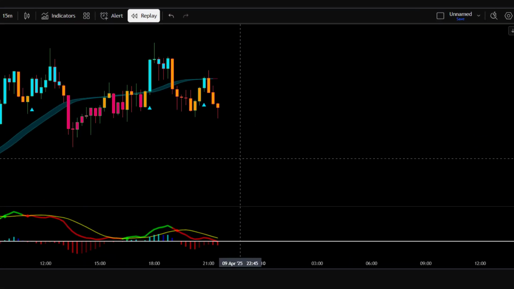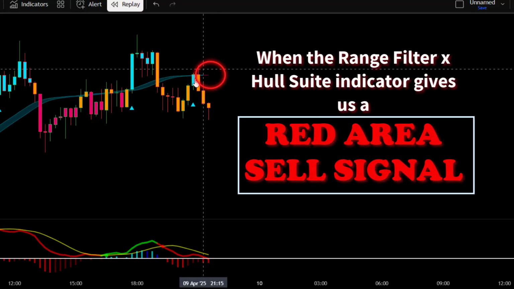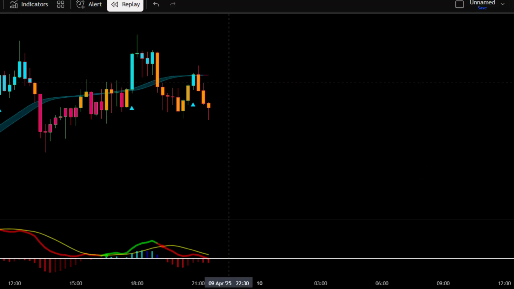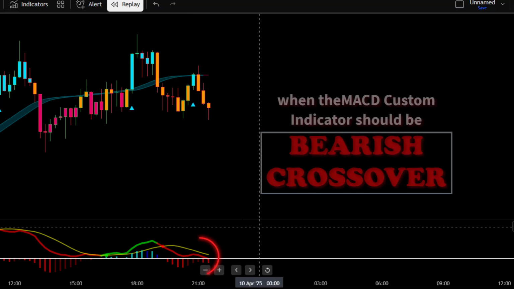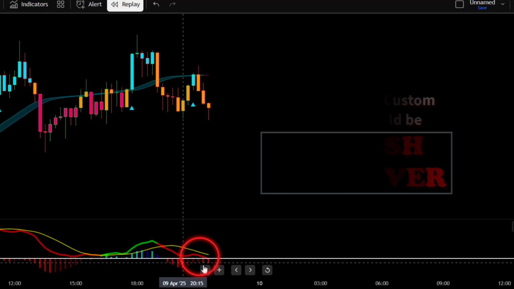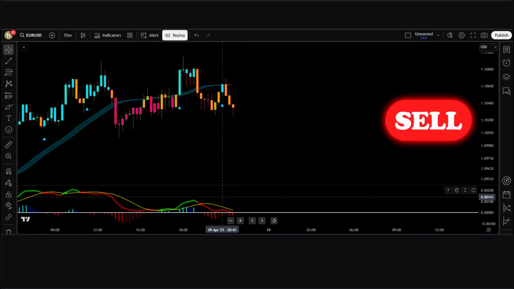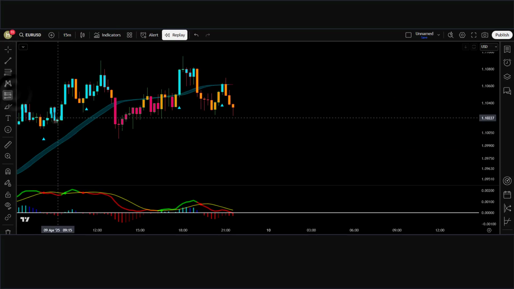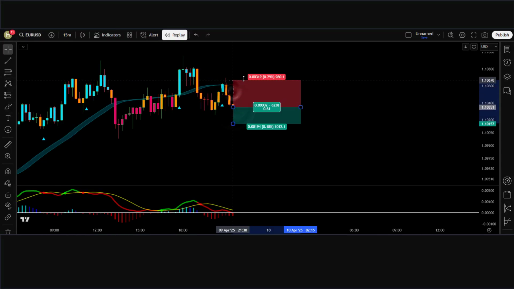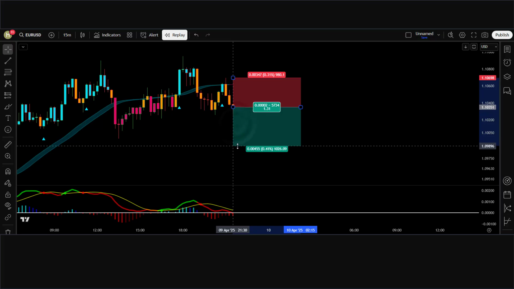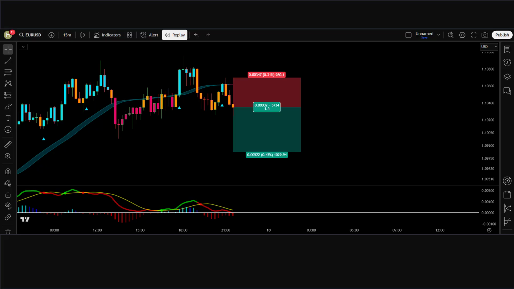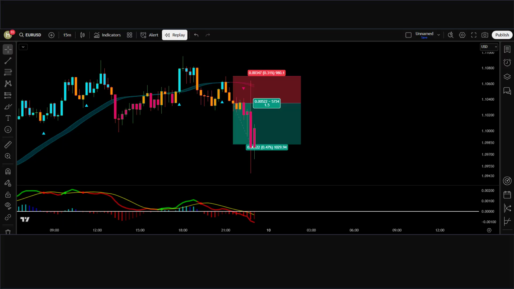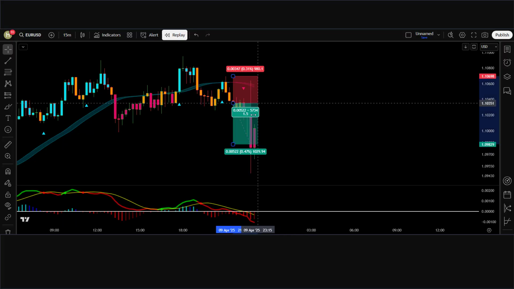Now, let's understand the concept where we will take buy and sell trades based on their conditions. When the Range Filter X-Hull Suite indicator gives us a red area sell signal, when the market has formed a bearish candle, and when the MACD custom indicator shows a bearish crossover, if this condition is fulfilled, then we will place a sell order. Our stop loss will be placed at the current market's higher level, and the risk to reward ratio will be 1:1.5. The market has completely hit the target.